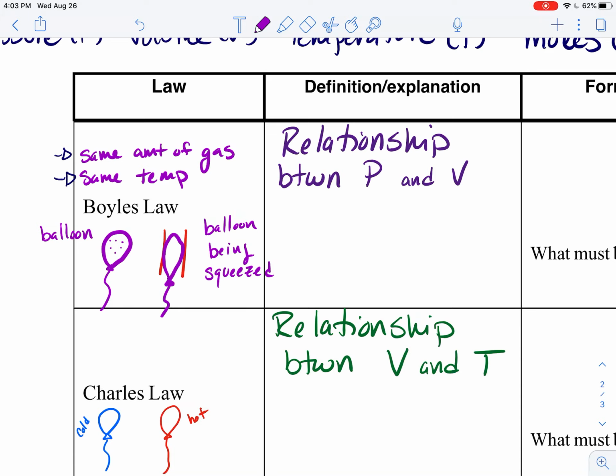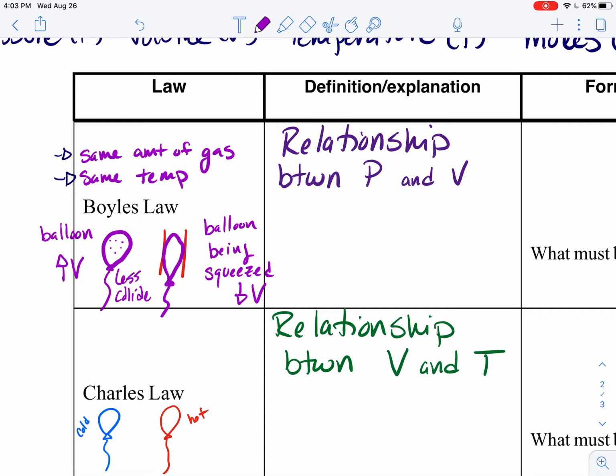And so we can imagine that the balloon that's being squeezed has a smaller volume. Because it's being squeezed, those gases can't take up as much space. And so what we can imagine happening on the inside is if the balloon that is floating freely has more space or a greater volume, these particles on the inside are less likely to collide with each other and with the sides of the balloon.